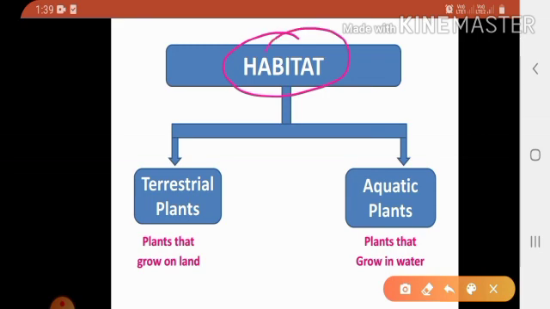Based on the habitat, there are two types of plants. The first one is terrestrial and the second one is aquatic plants. Terrestrial plants means plants that grow on land. These plants are called terrestrial plants. Plants that grow in water are called aquatic plants.